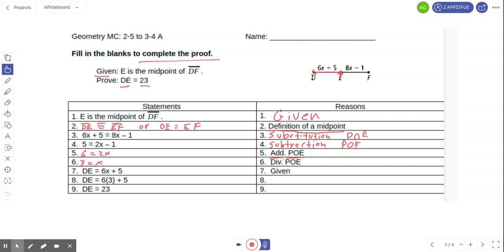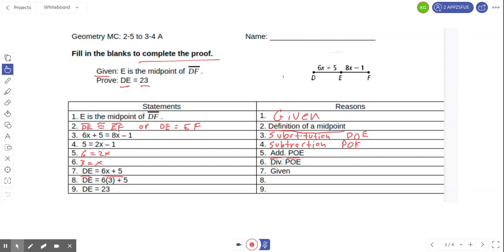Now they're going to use the fact that DE is equal to 6x plus 5, and that was given to us. It was given to us in the picture. So just because it doesn't have the word given before it doesn't mean you can't use given as your reason. If it's in the picture, there's always some words and the picture that go with these. If it's in the picture, you can use given as your reason.